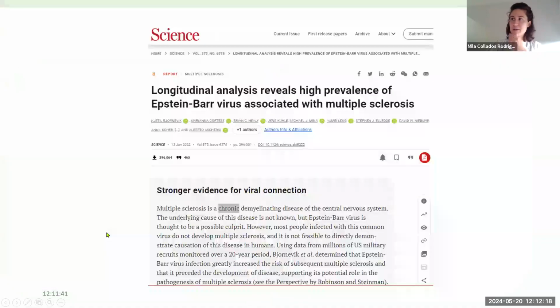So this is a publication that has shown that chronic diseases like multiple sclerosis are actually caused by a herpes virus.